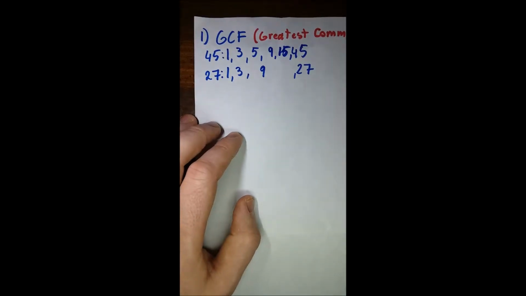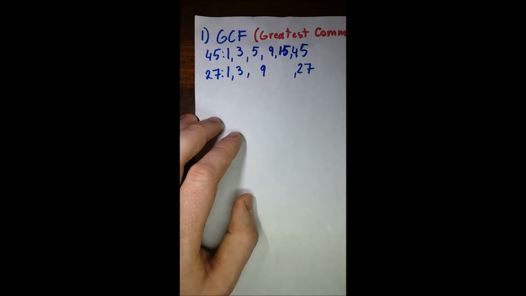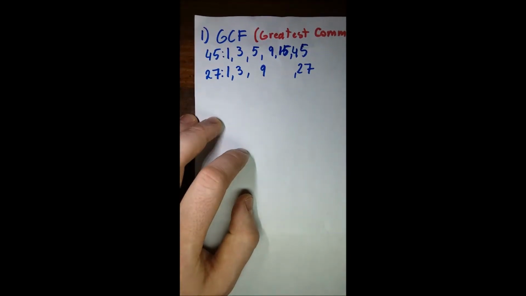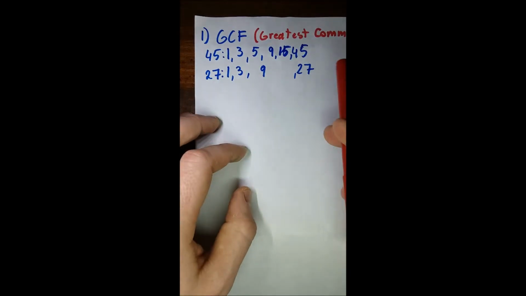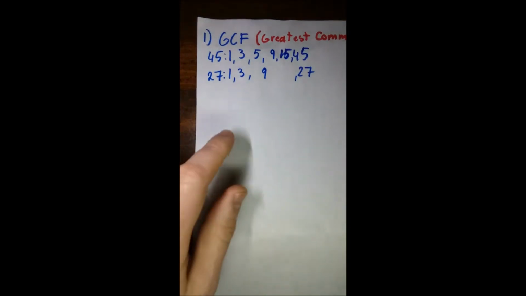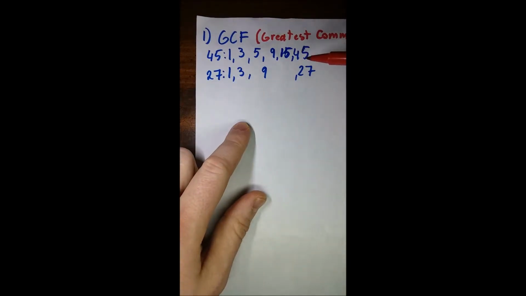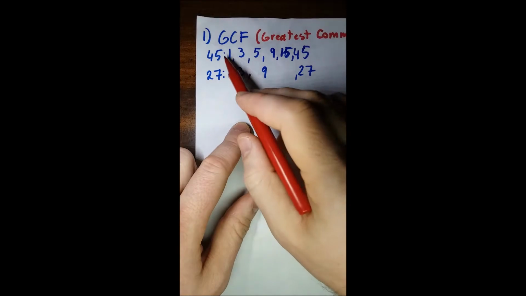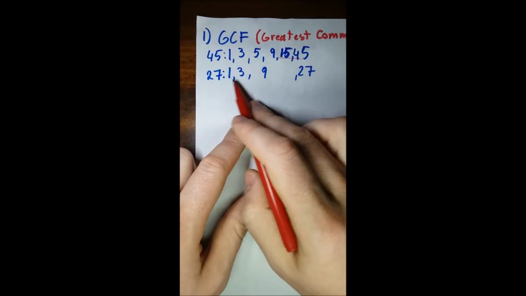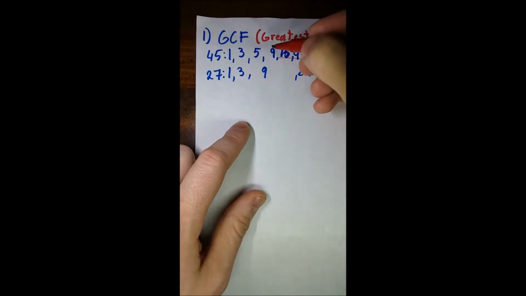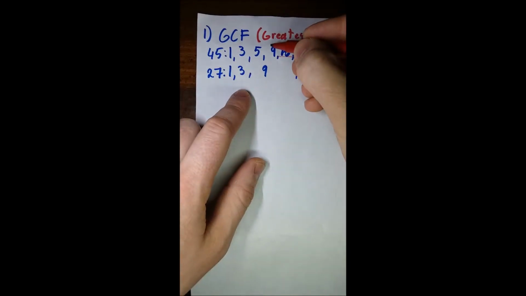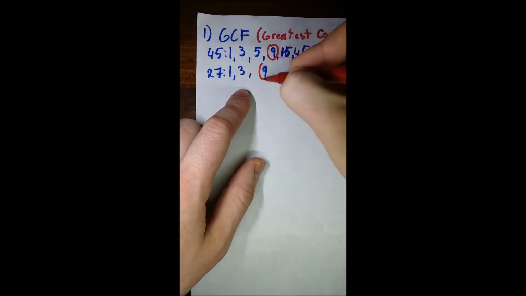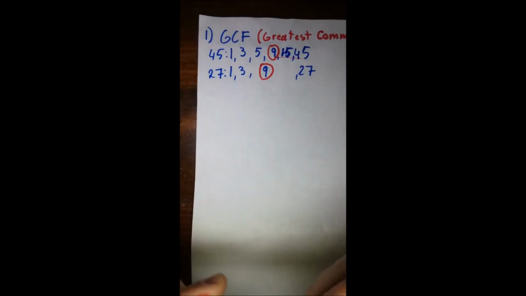Now I'm going to look for more factors. Is there any more? At this point, I don't think there are any. So the factors are 1, 3, 9, and 27. We're going to choose the greatest from the common ones in these lists. So 3 is a common factor and 9, but 9 is the greatest common factor. So that's going to be your answer.